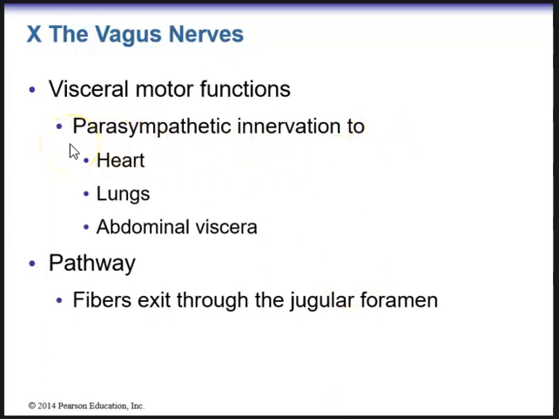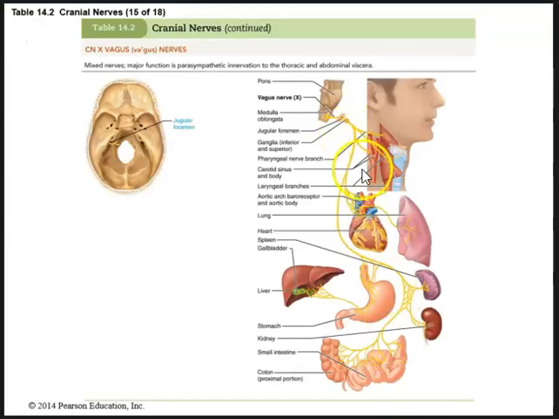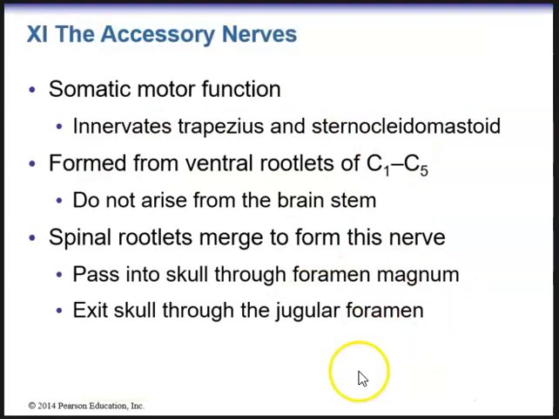So the vagus nerve is important for parasympathetic innervation to the heart, the lungs, as well as abdominal viscera, okay? So it has effectors in those organs. The pathway, it will exit through the jugular foramen, and then you can see all the organs that the vagus nerve will innervate. So if we know that parasympathetic is rest and digest, it will stimulate those types of effects on all these organs.